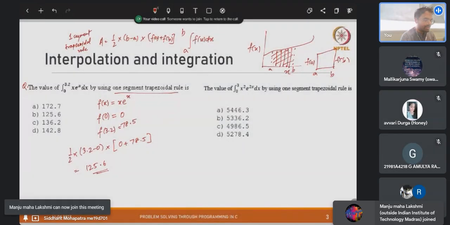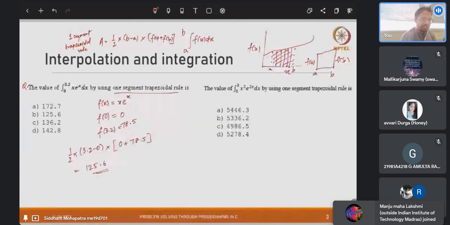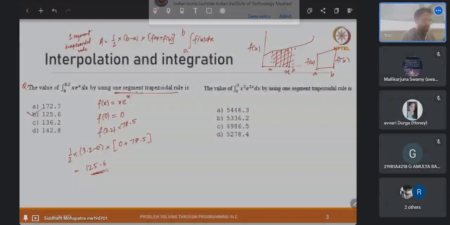However, if you actually do this integration analytically, you will observe that it's actually different from this. That is because we have taken only a single segment, which gives you the maximum error. So the more number of segments you take in the trapezoidal rule, the closer to the analytical value you will get. The numerical integration value will become closer to the analytical integration value. So here, using a single segment trapezoidal rule, we obtained a value of 125.6. So this is the answer.